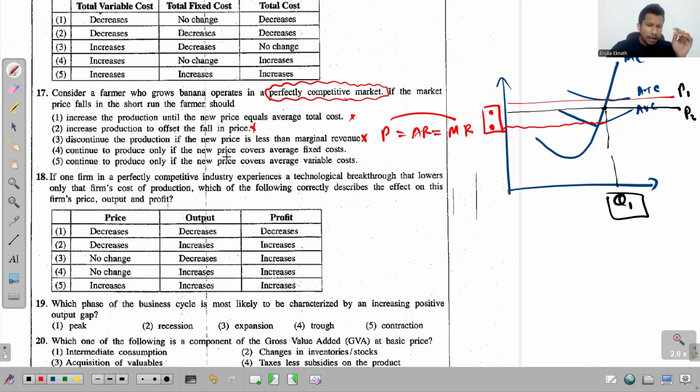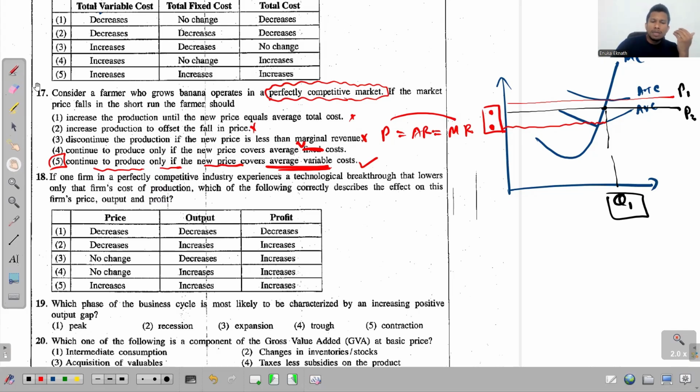So in the short run, the farmer must be trying to cover average variable cost, not the average fixed cost, because in the short run he does not have to cover the average fixed cost. The fifth option says continue to produce only if the new price, see that now the exact same thing that we discussed. So that's the answer for this question 17.